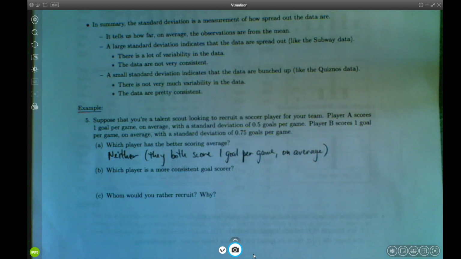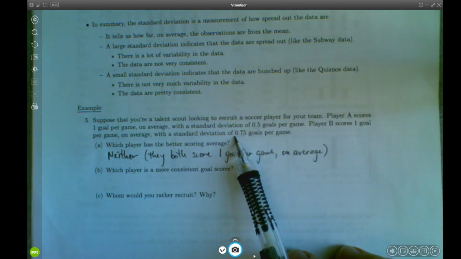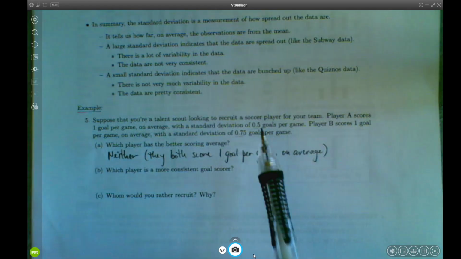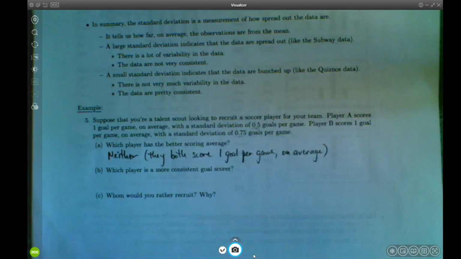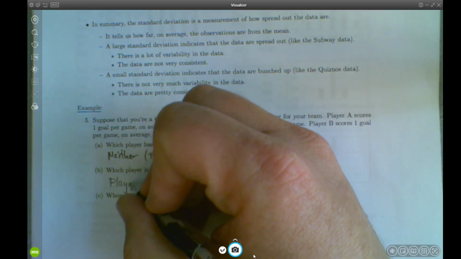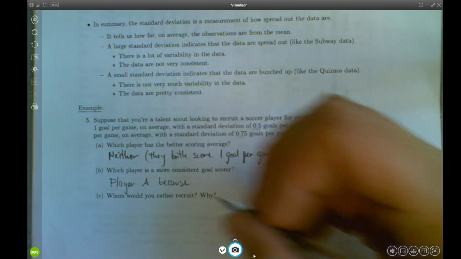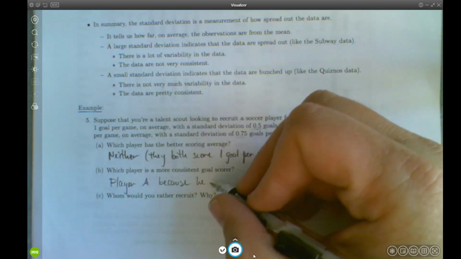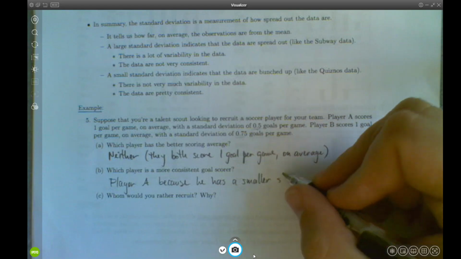But now part B asks, which player is a more consistent goal scorer? And the answer there would be player A, because player A has a smaller standard deviation, so they're more consistent. There's less variety with player A, less variation, and therefore more consistency. So we say player A, because he or she, I guess, has a smaller standard deviation.